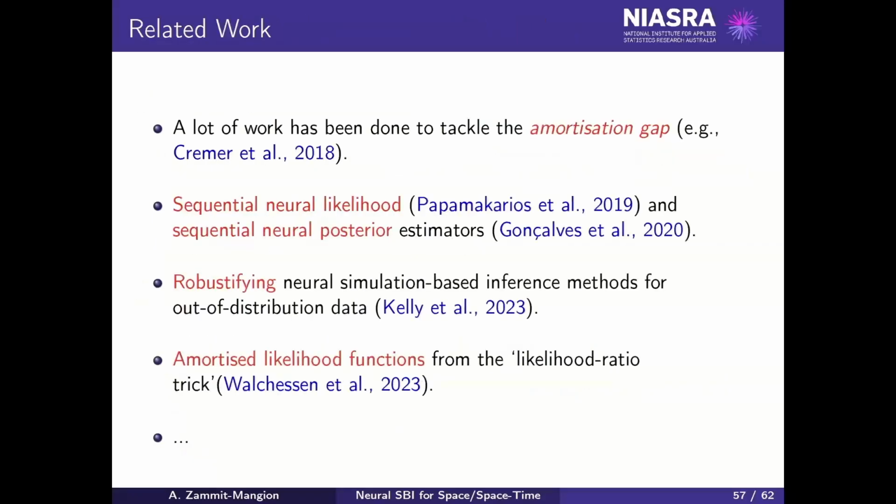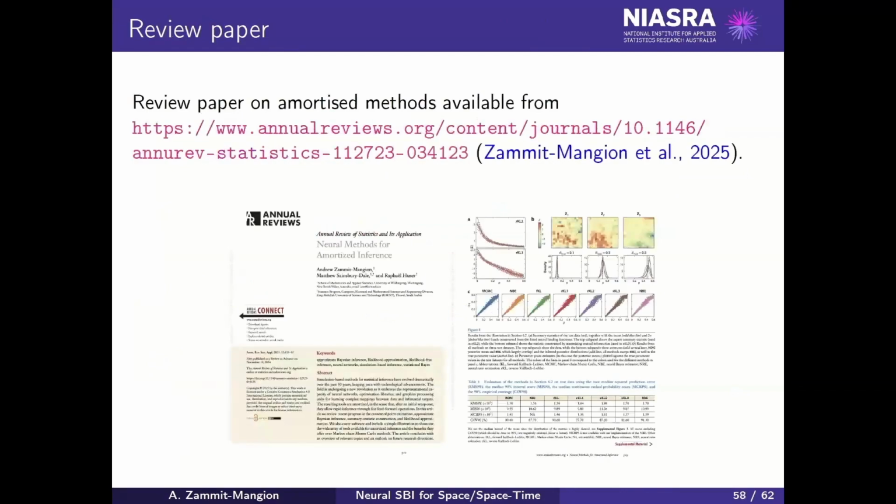There are lots of other topics which Kai already talked about, so I'm not going to talk about them too much. But if you are interested in learning more about neural methods for amortized inference, we've got a review paper out in the Annual Reviews, which summarizes a lot of the techniques, not all, which are out there today.